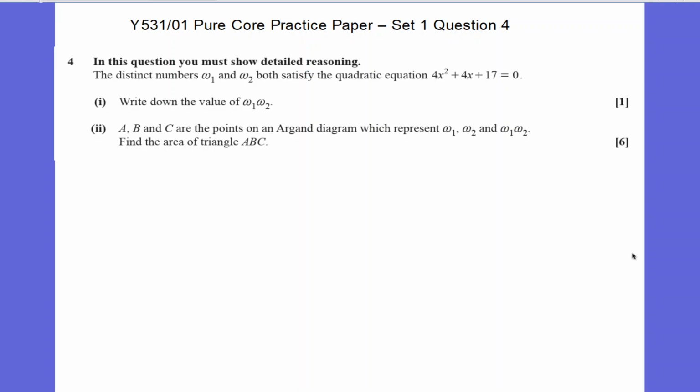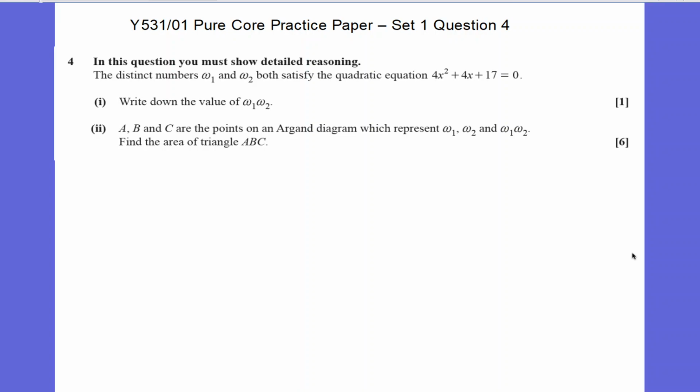It's also a question which asks for detailed reasoning, but then in part 1 it just says write down, which overrules the request for detailed reasoning. So you could just write down the value. Obviously, if you're unsure, you might want to work out omega 1 and omega 2 and then multiply them together.